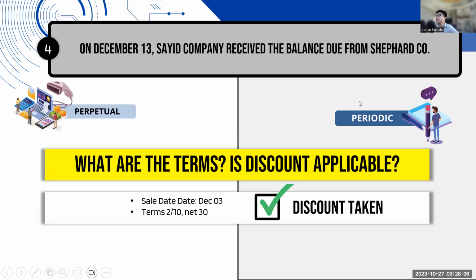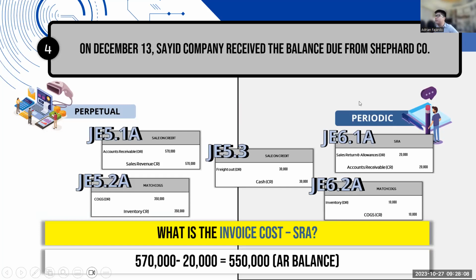So the next question is, what is the invoice cost minus the SRA? So ito yung 5 journal entries natin so far. Ang titingnan nyo lang is yung accounts receivable. 570,000 accounts receivable minus your SRA or your accounts receivable of 20,000. So our AR balance right now is 550,000.